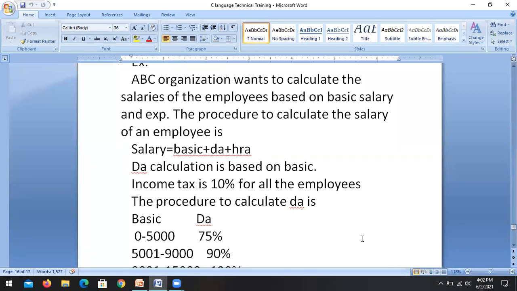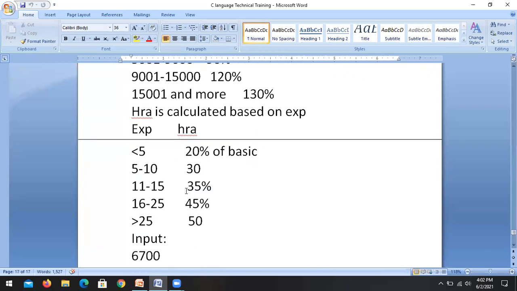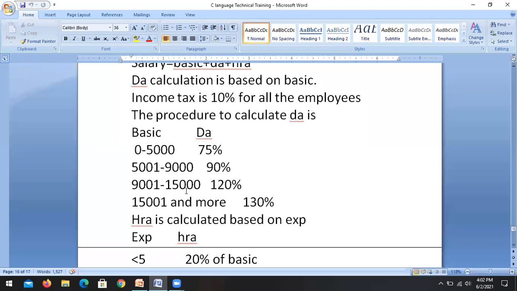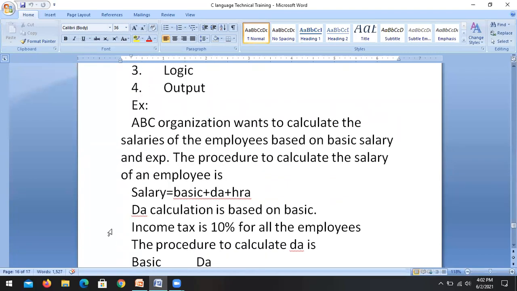First of all, you have to understand what the problem statement is and how to write the program. This is my problem statement. You thoroughly read this problem statement, input and output also. Once you have read it, you can understand the problem clearly.